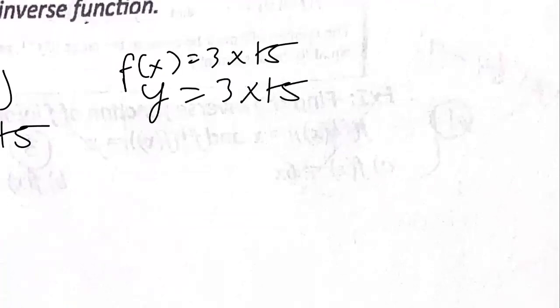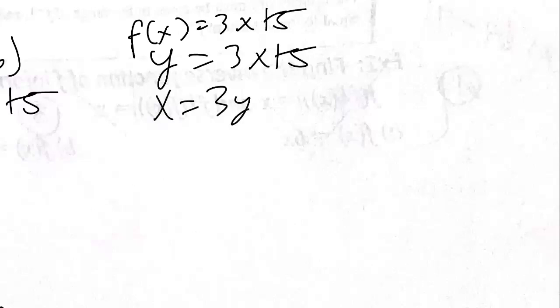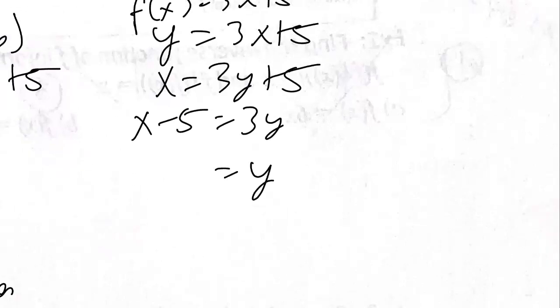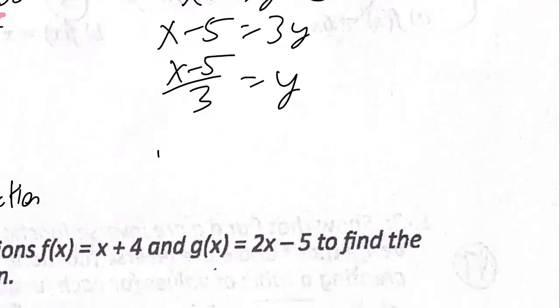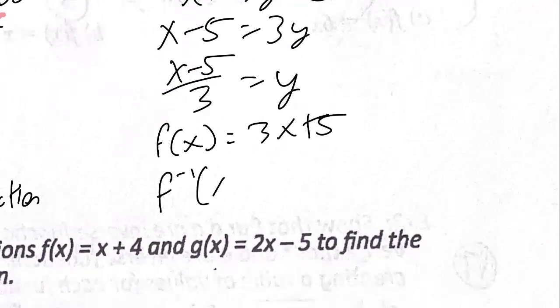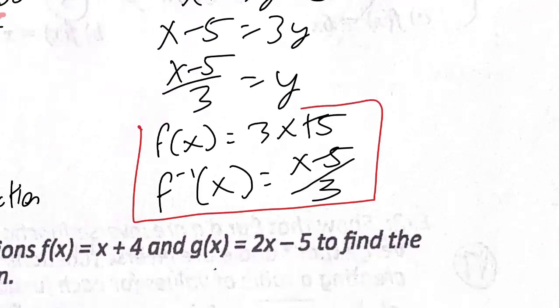So now we have to find the inverse. So f of x equals 3x plus 5. y equals 3x plus 5. You flip it: x equals 3y plus 5. Subtract. Divide. And you have your inverse function. So the original equation is f of x equals 3x plus 5, and the inverse function is (x minus 5) divided by 3. And those two would be your answers.